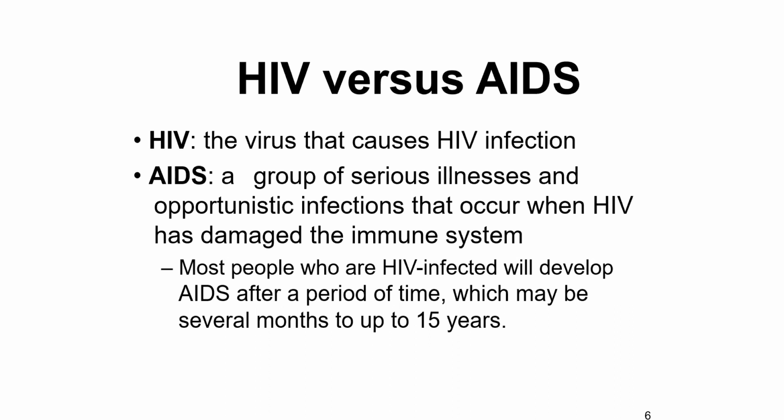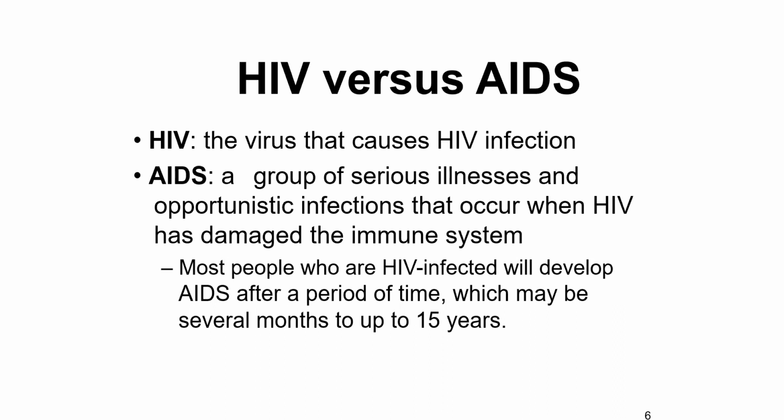So the virus damages the immune system. When the immune system is weak, it then becomes prone to getting opportunistic infections. We call them opportunistic infections. Why? Because they are taking opportunity of a weak system which has been damaged by the virus.